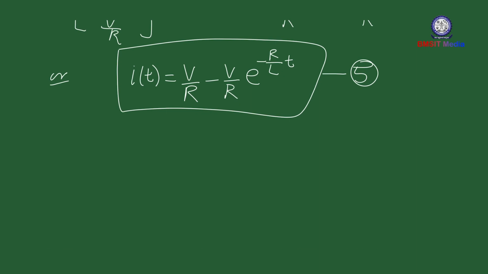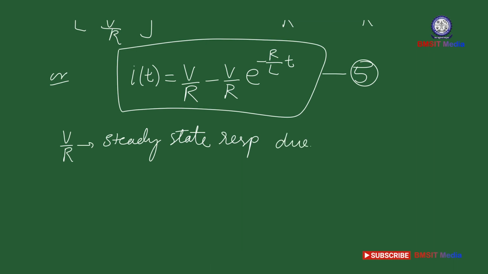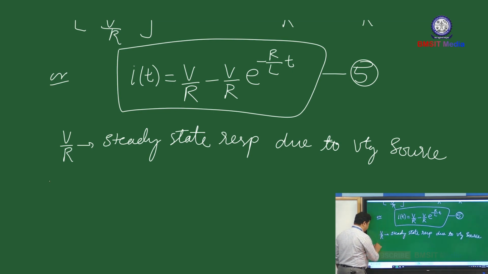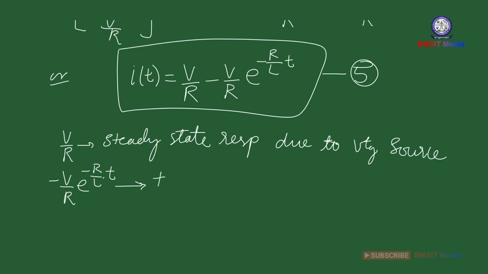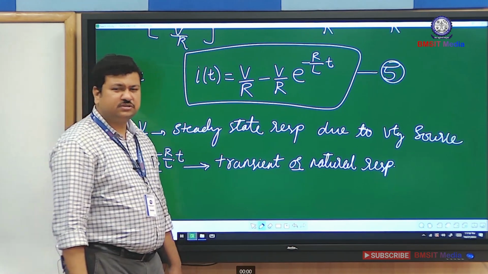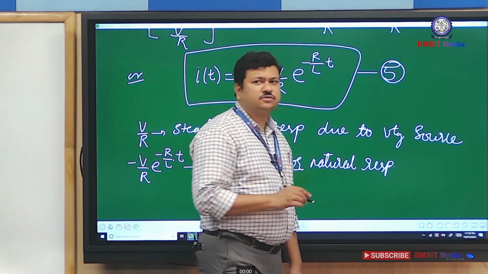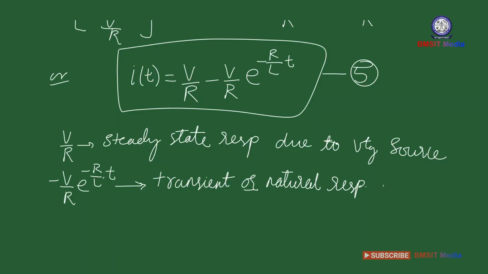connected to the circuit. So here V by R is the steady state response, V by R is the steady state response due to voltage source, whereas minus V/R e to the power minus R over L into t is known as transient or natural response. And it is not due to the voltage source. It is due to the nature of the circuit and is not due to the source connected.